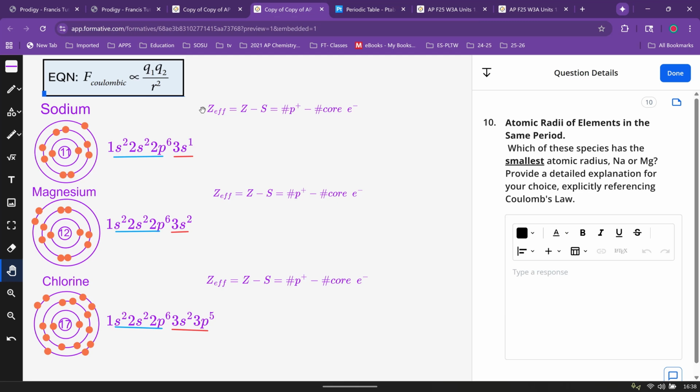Of course, we're looking at Coulomb's law, and this is the equation that we're given from AP, and it's just basically showing us a proportionality, showing us that the force of attraction between charged particles, and in this case, what we're looking at is the force of attraction between the nucleus and the valence electron. So for sodium, we have 11 protons in the nucleus, and its valence electron way out here.